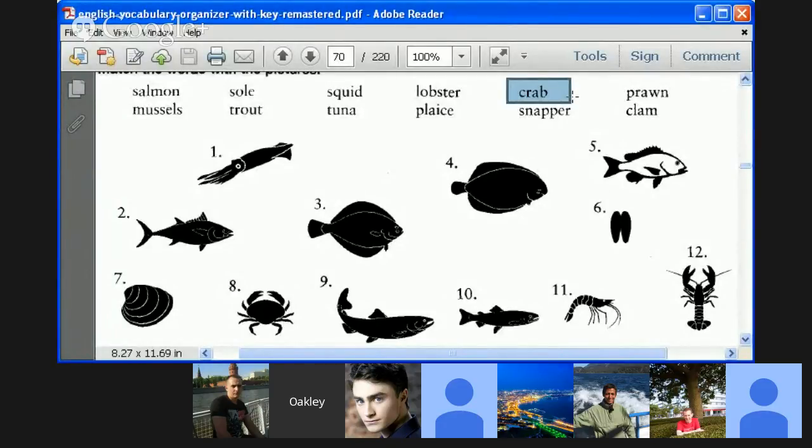Keiko. Oh, no. I'm sorry. Carlos. Carlos, crab. Crab matches with number 8. Of course, there are many, many kinds of crab. Do you eat crab, Carlos? Yes. I rarely eat crab, but I like it. Yeah, there are just many, many kinds of crab.